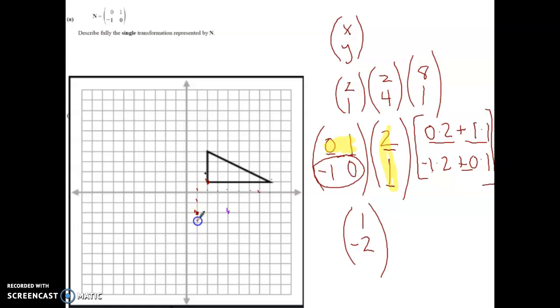It's way down there. It seems a bit long, doesn't it? So let's count it. 1, 2, 3, 4, 5, 6 units. 1, 2, 3, 4, 5. Okay, so it's correct. So let's just go ahead and continue.